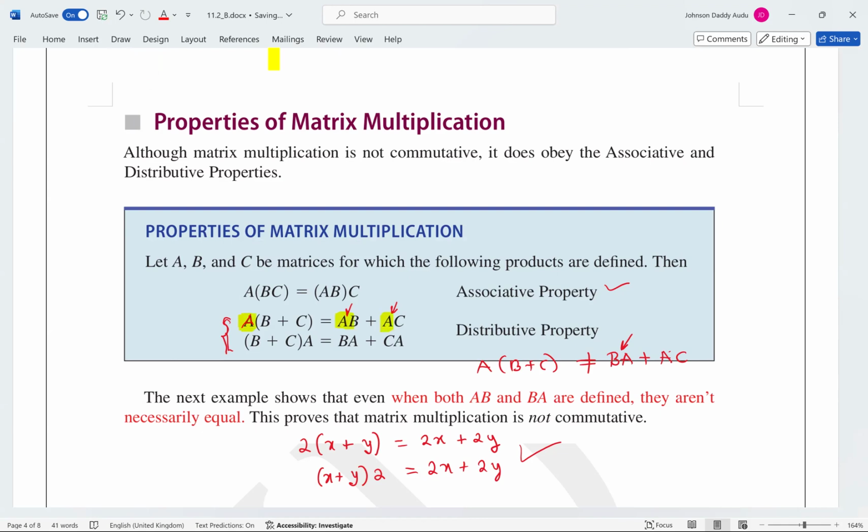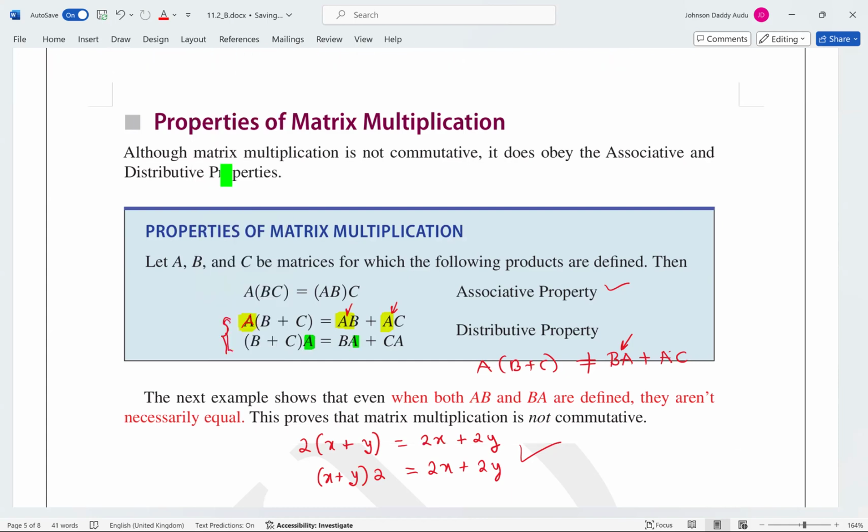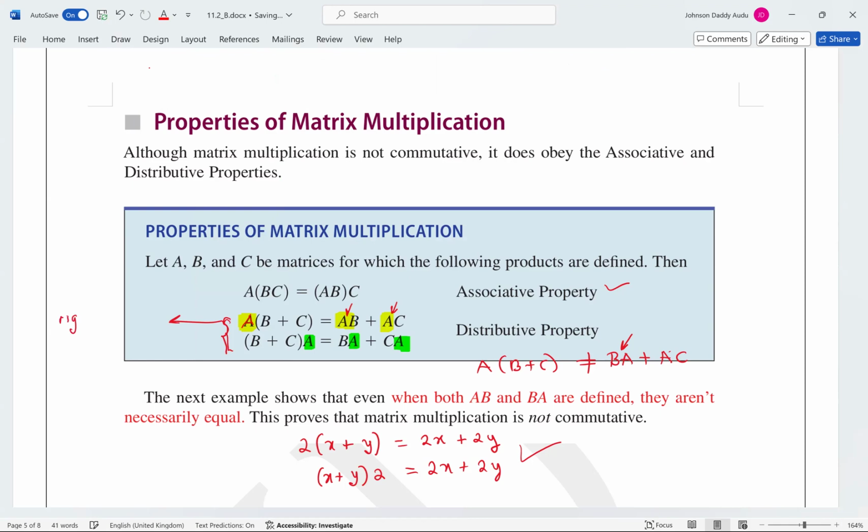All right. And here also, for the second one, you are multiplying from the right. So we have to keep the A to the right. This is what we call the right multiplication, because you are multiplying from the right. And here you can call it left multiplication, because we are multiplying from the left. All right. So let's remove this one.